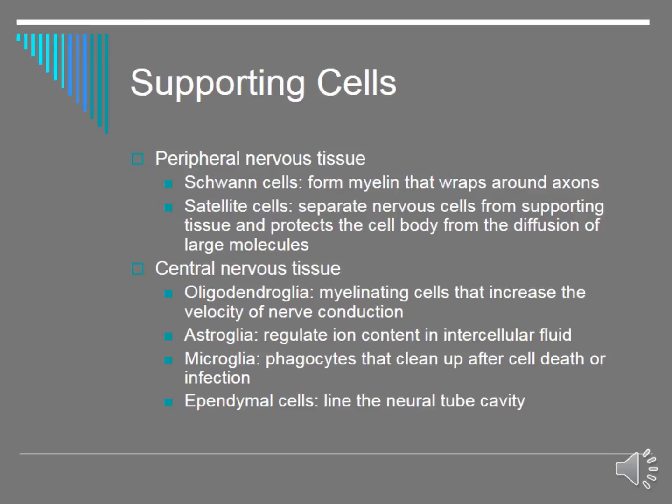In the central nervous tissue or the central nervous system, you have several different cells. Oligodendroglia are also myelin-producing cells. Astroglia regulate the ion content in the intercellular fluid, ion meaning things like oxygen, carbon dioxide, and hydrogen. Microglia work as phagocytes that clean up when there's been some type of infection or cell death, like after a stroke. And then ependymal cells line the neural tube cavity in the very beginning when the brain and spinal cord are actually forming.